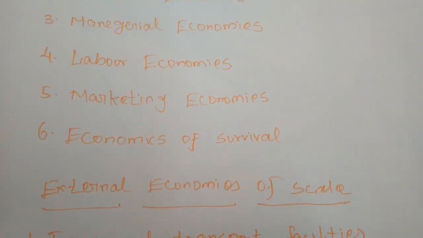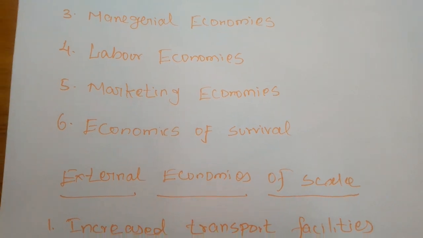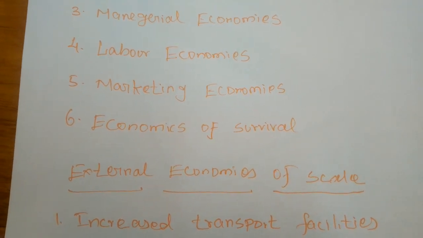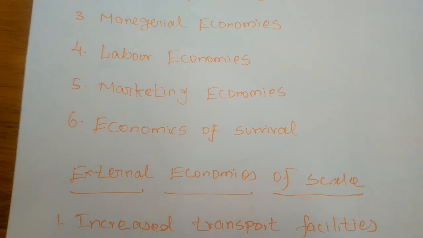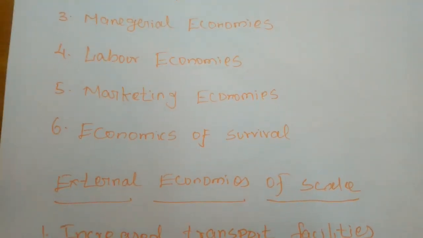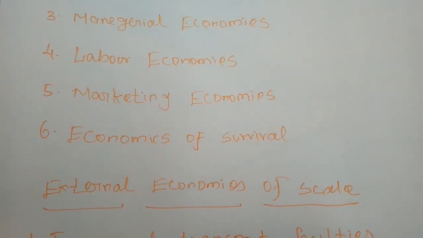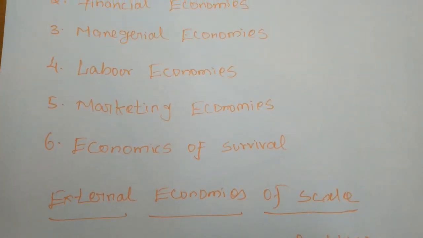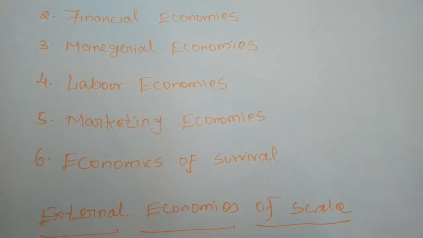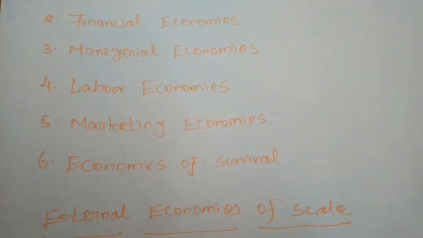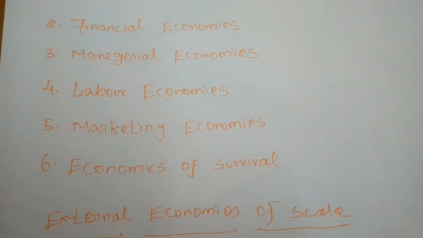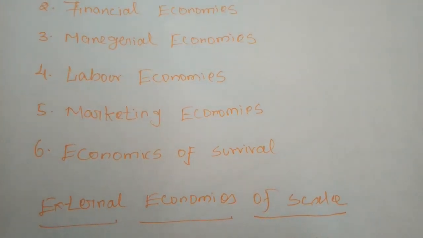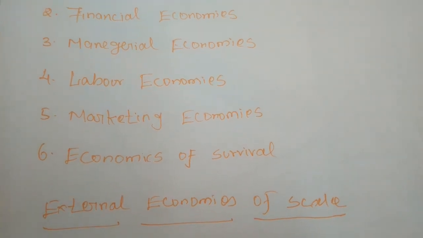Next, economies of survival. Product diversification is possible when there is large scale production. Product diversification means that when we are producing a commodity and its demand has reduced, the production unit can focus on the production of other commodities. The loss on one product is made up by the earnings from another commodity which is in high demand.